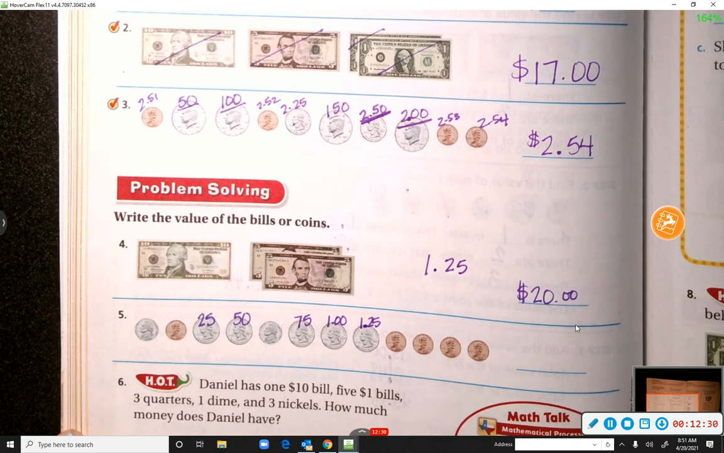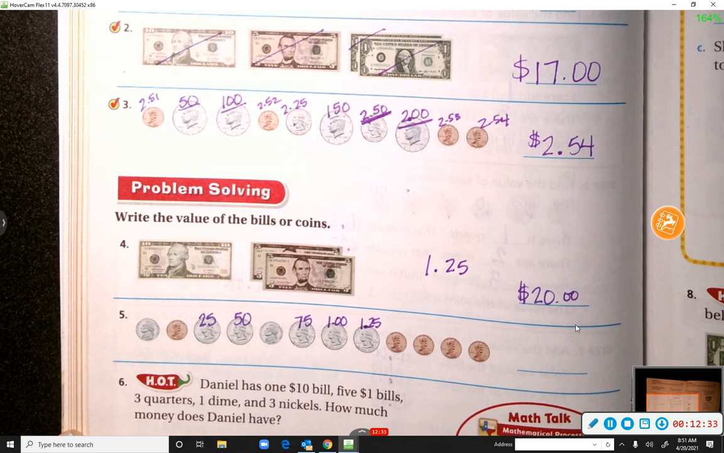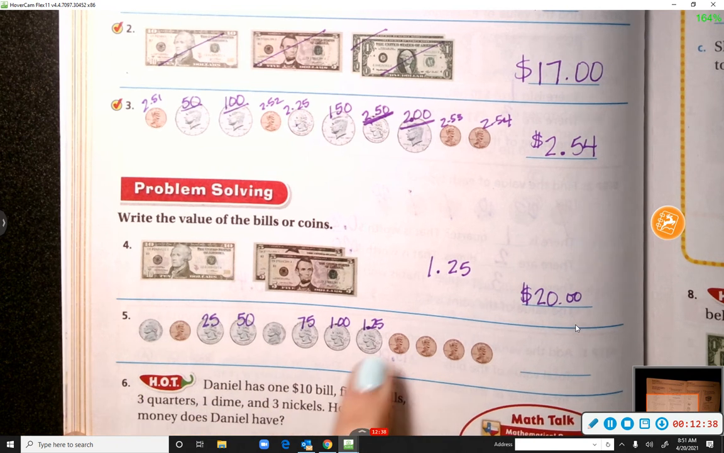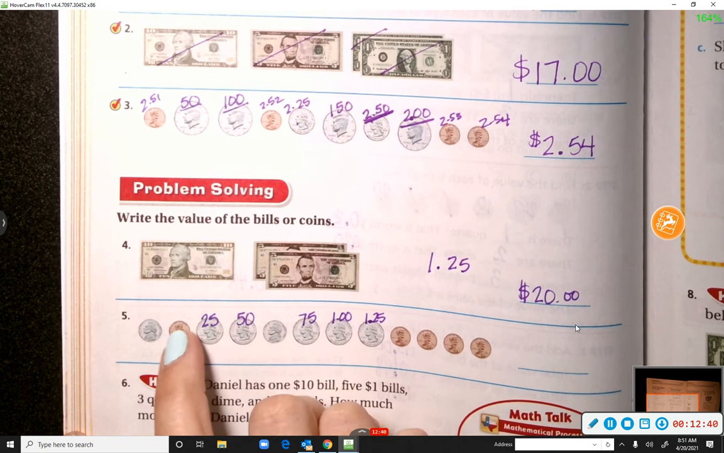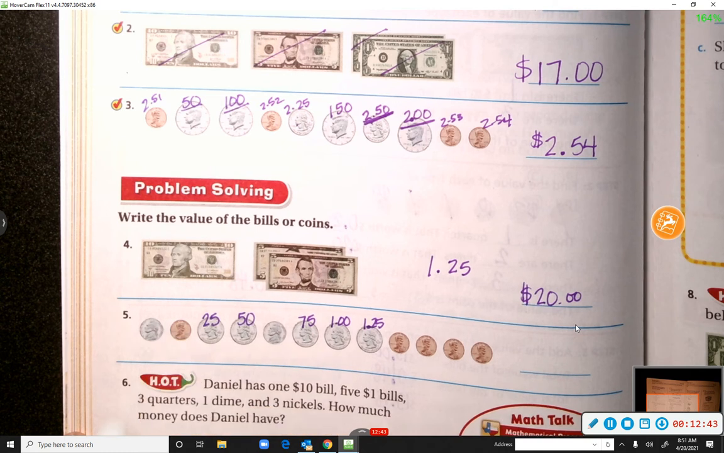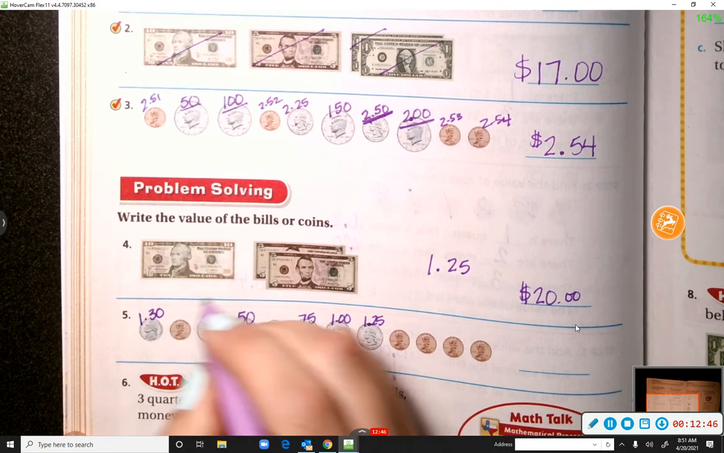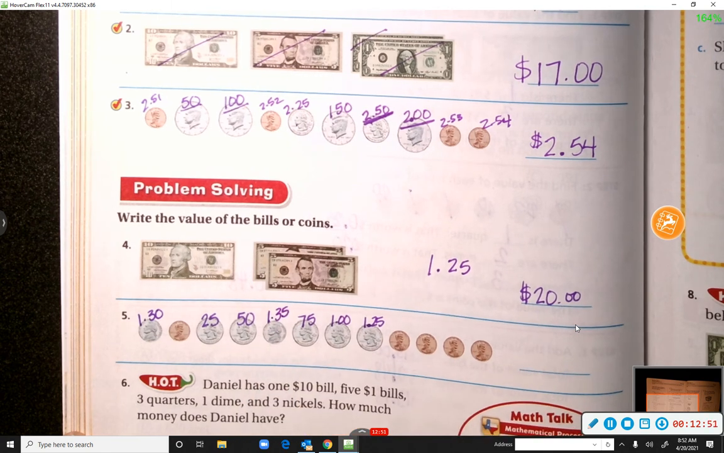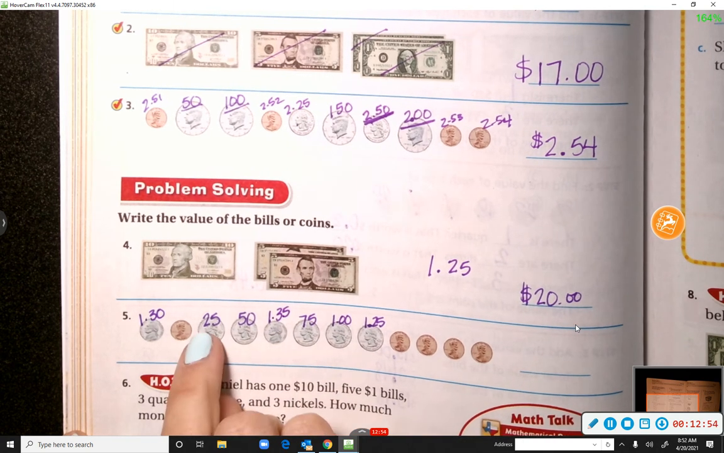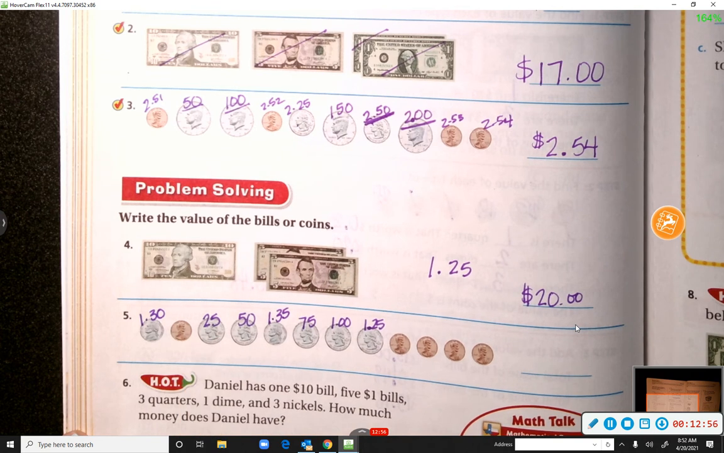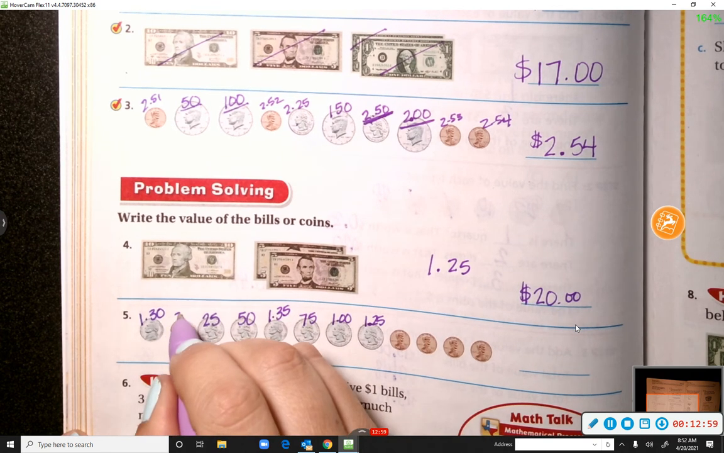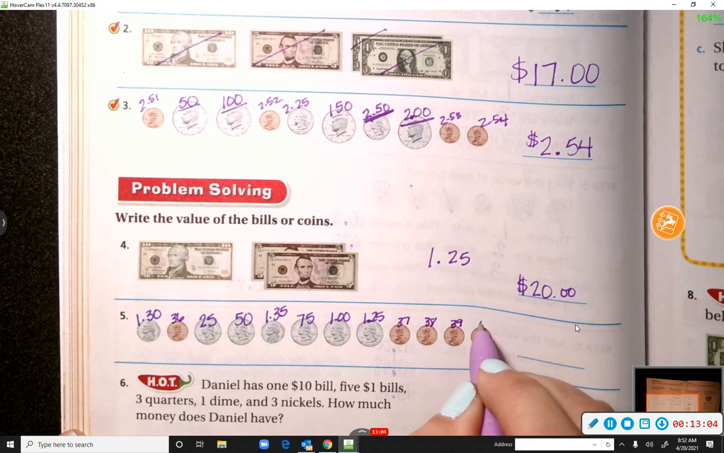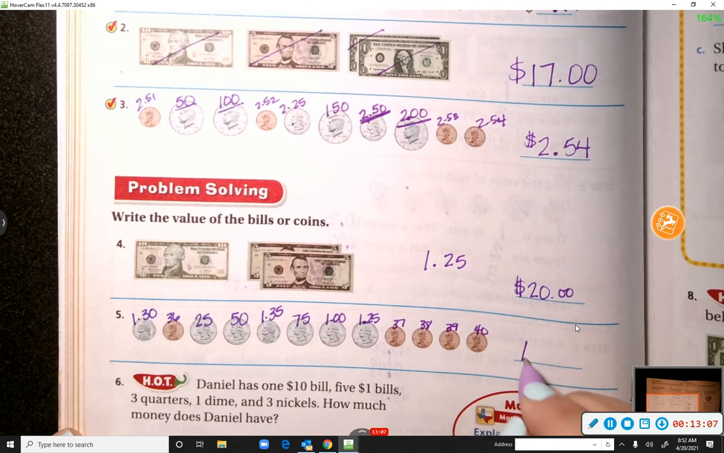Okay. Now I'm going to start with the next coin, which is nickels. So that would be $1.25. If I'm at 25 and I add 5 more cents, what does that equal? $1.30. Another 5. $1.35. Okay, now I just have pennies, so I now need to count by what? 1. So this would be 36, 37, 38, 39, 40. So $1.40.